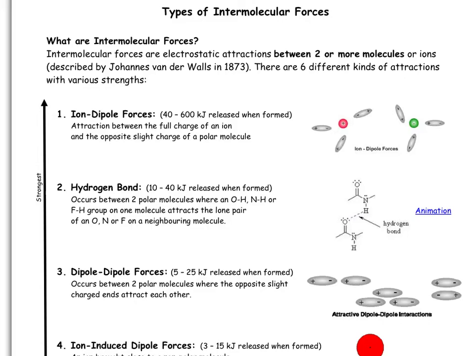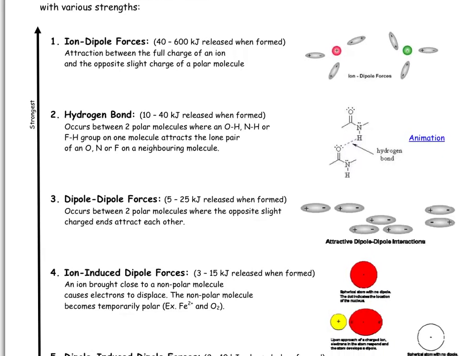The strongest intermolecular force is known as an ion-dipole force. And when you make one of these, you get between 40 and 600 kilojoules of energy released, depending on which ion and which dipole you use. The definition is an attraction between the full charge of an ion and the opposite slight charge of a polar molecule.